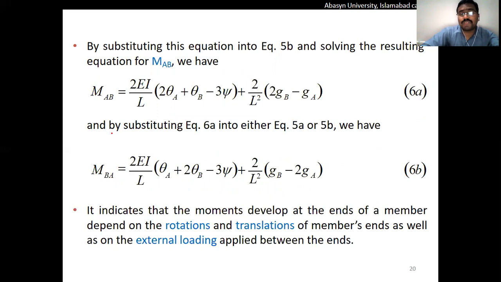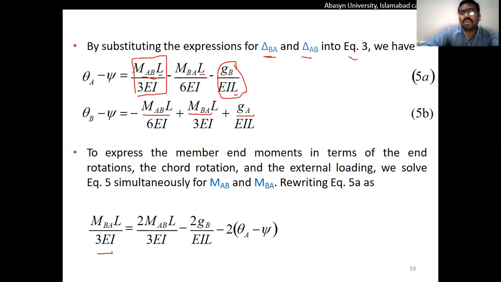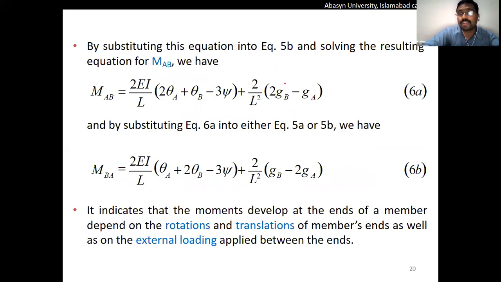Similarly, by substituting this value of either MAB or MBA, we can calculate the value of any one moment and put that value into other equations in order to get the value of moments. So putting these values into equation 5b, we will get the value of MAB equal to 2EI over L into 2 times the rotation at point A plus rotation at B minus 3 times psi plus 2 over L square into 2GB minus GA.